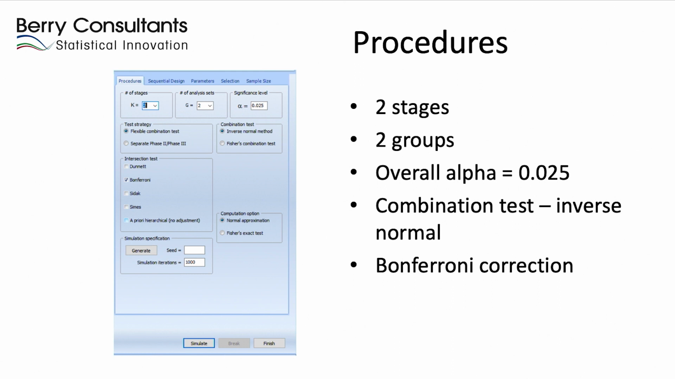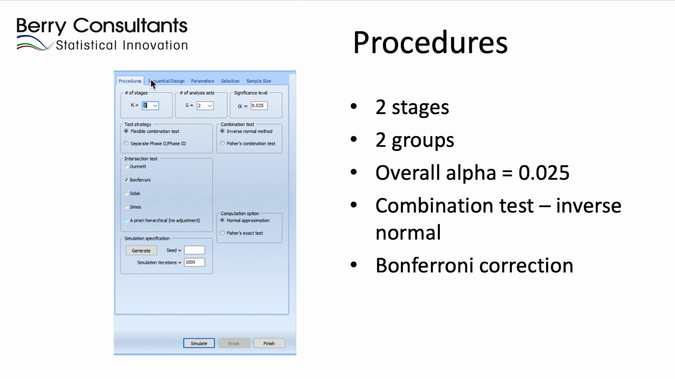So in a moment, I'm going to show you the software, but firstly, I'm just going to walk you through the different tabs on the screen that we'll be looking at. From this cut of the screenshot, you can see we're going to be looking at 5 different tabs: the procedures, the sequential design, if we're using group sequential, the parameters, which is how to simulate the scenarios, the selection rules, and then lastly, the sample size. And then once we've done that, we're going to come down here and click Simulate.